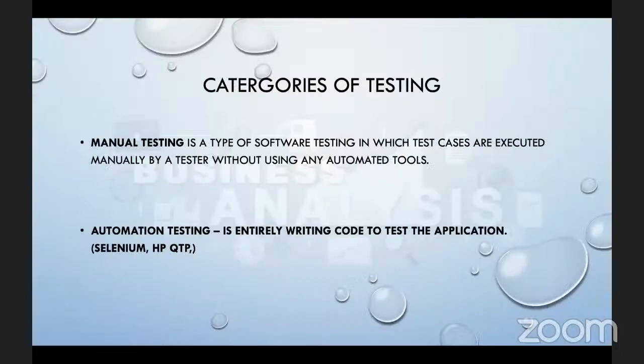So the categories of testing, I think I've highlighted on this. We have manual testing, we have automated testing. So with manual testing, you prepare test cases, you enter each feature, you check, you note it down, you check it down.